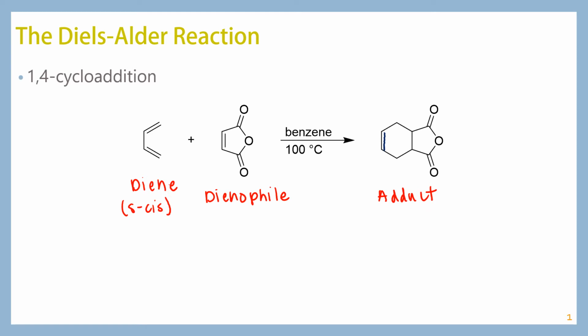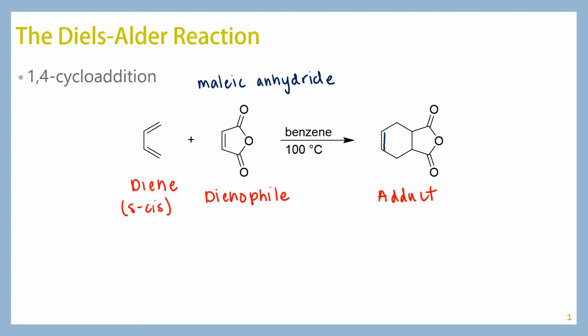And in this particular example, we have 1,3-butadiene, and another really common reagent that you'll see with Diels-Alder is maleic anhydride. So you have to have a diene, a dienophile, and then your product is called the adduct. Notice that we have these two double bonds in our diene starting material, and we also have this double bond in our dienophile, but our product only ends up with one double bond in it.